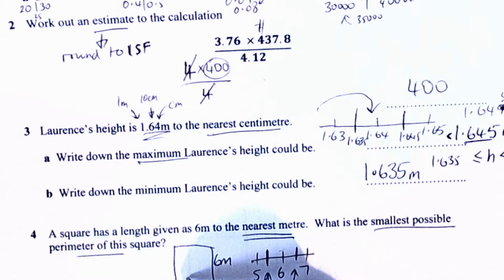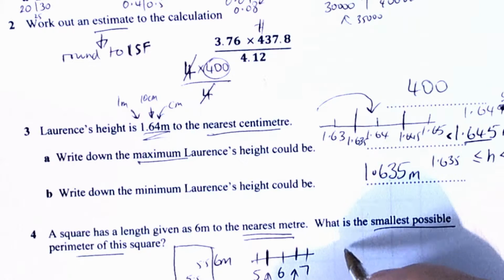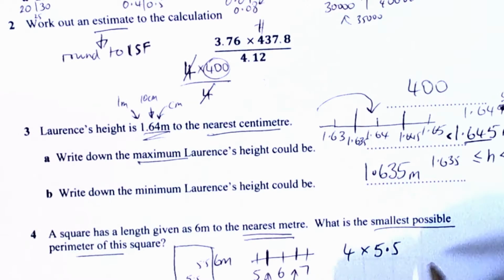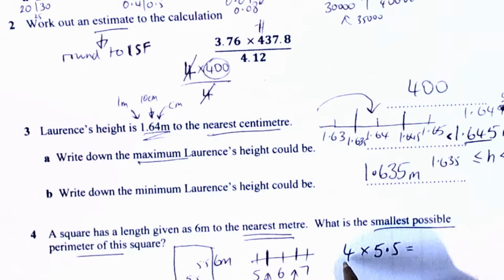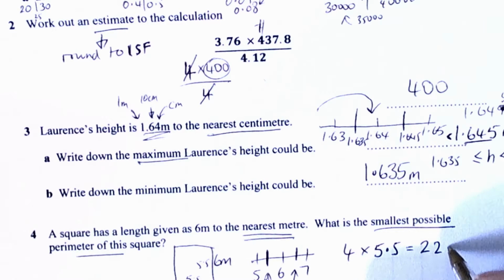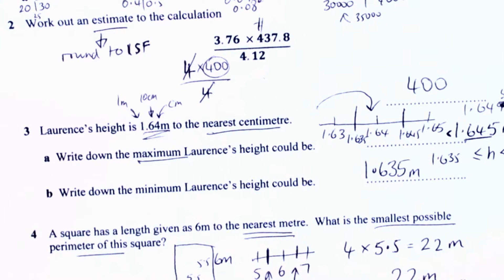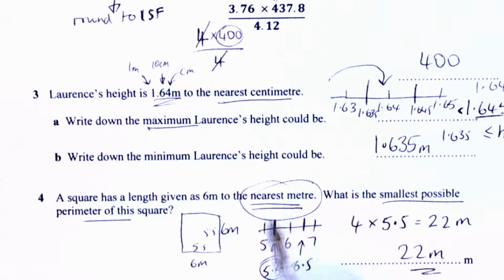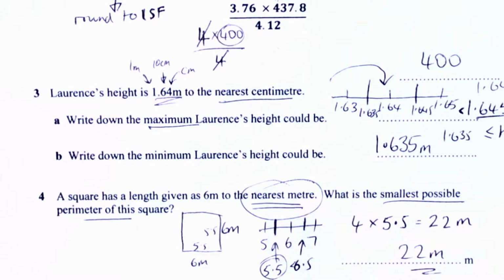So the smallest the length could have been was 5.5. So the answer to this question then will be 4 times 5.5, because 4 sides to a square, 4 edges to a square. So we've got 4 5s are 20 and 4 halves are 2, so 22 metres. So that's the smallest the length could have been for the perimeter of this square, by using the idea of boundaries. Again, it's that idea of recognizing that this question talks about the nearest. So it talks about the nearest metre.